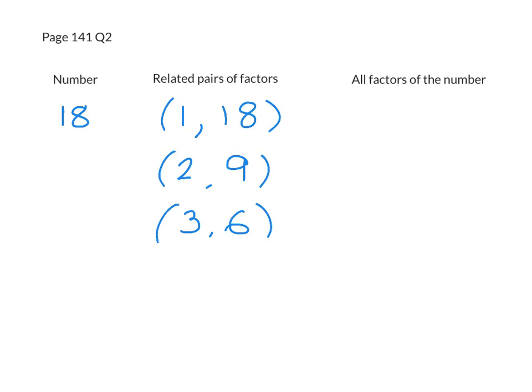And I know I can stop halfway because 9 times 2 is 18, so 9 is half of 18. That's as far as I need to go. So that's my related pairs of factors answers.